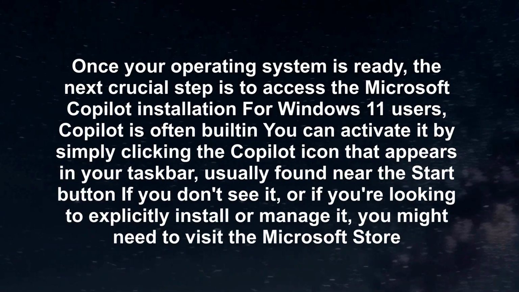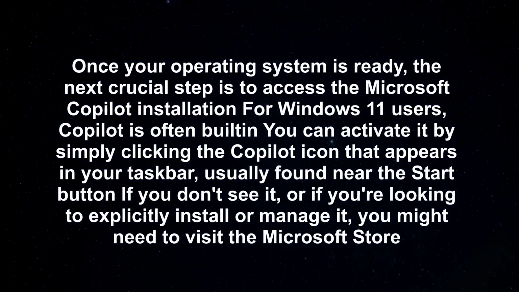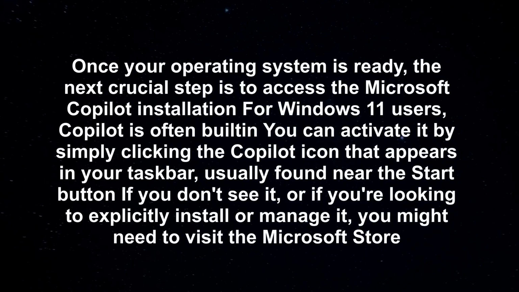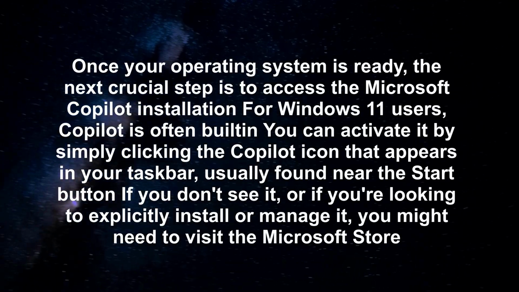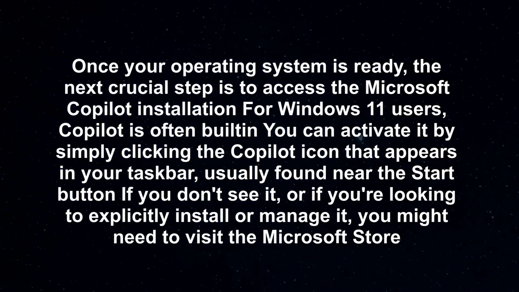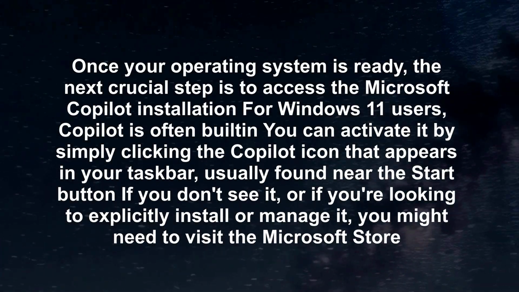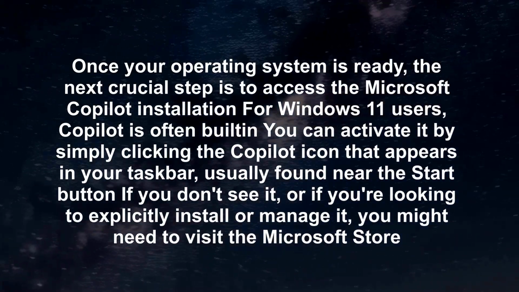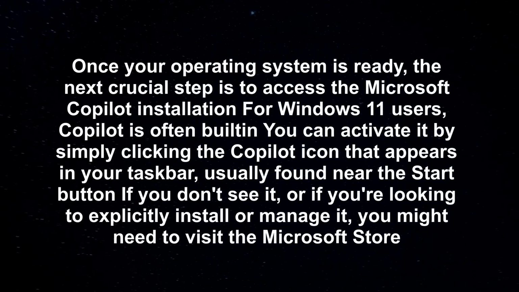Once your operating system is ready, the next crucial step is to access the Microsoft Copilot installation. For Windows 11 users, Copilot is often built in. You can activate it by simply clicking the Copilot icon that appears in your taskbar, usually found near the Start button. If you don't see it, or if you're looking to explicitly install or manage it, you might need to visit the Microsoft Store.